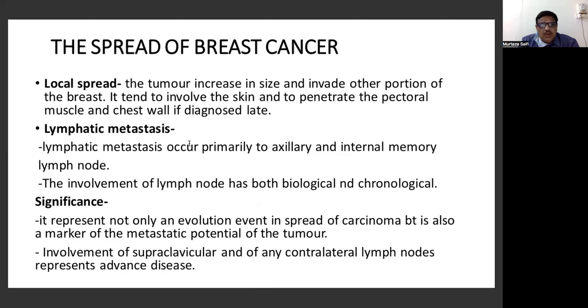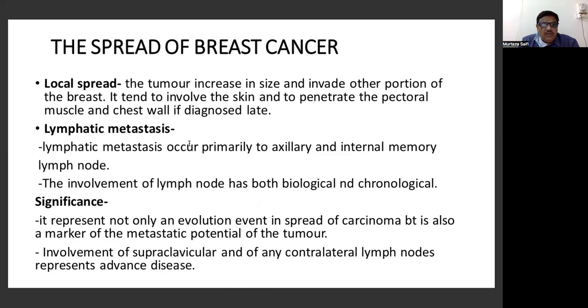Now come on to the spread of cancer. How is it spread? It is very important. It is a systemic disease. It is spread by local, lymphatic and blood routes. Local spread: the tumor increases in size and invades the other portions of the breast. It tends to involve the skin and to penetrate the pectoral muscle and chest wall if diagnosed late.